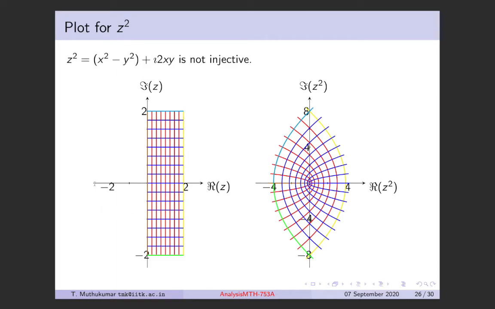And if you look at the real axis here, which is y equal to 0, then again your imaginary part is 0. What you have is just x square. So the entire real line here gets mapped to the positive real axis here. Okay. Now you look at all these red lines, which are the vertical lines.